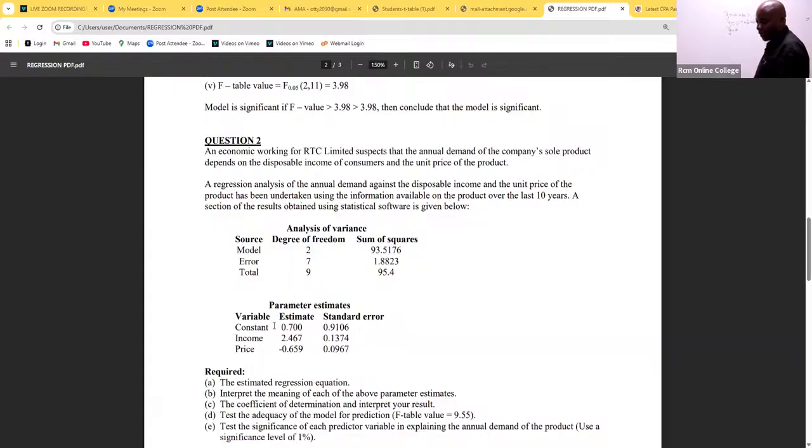If you wish, you can write income equals 0.7 plus 2.467 x1, where the x1 variable itself is income, minus 0.659 x2, where x2 is price. So y is not income. The economist working for RTC Limited is looking at annual demand, so this y is annual demand.